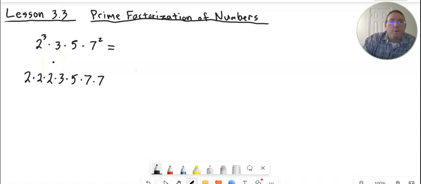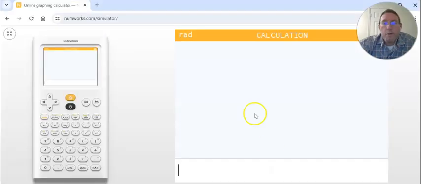We're going to say this number is equal to, we're going to go to Numworks, and type in 2 to the third power times 3 times 5 times 7 squared. So we go to Numworks and type in 2 to the third power. We hit 2. To get the third power, we go to this button right here. If you push that button, it gives you an exponent, and we want the exponent of 3. So that's 2 to the third power.